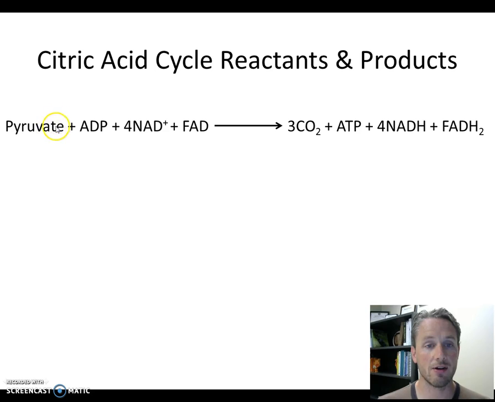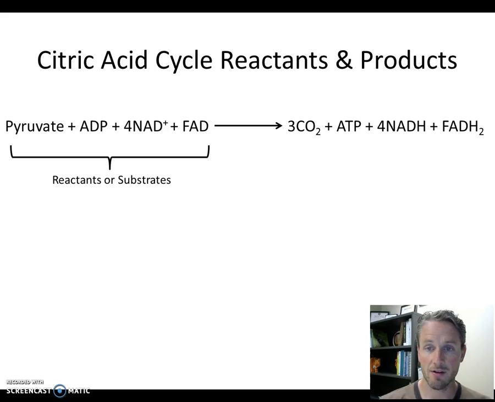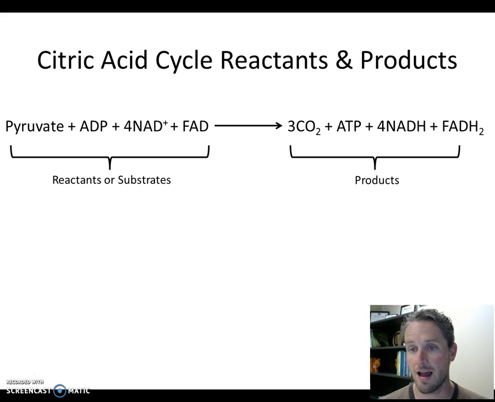The other thing I want to point out is that pyruvate, again, is a 3-carbon molecule. You'll notice in the products of the reaction, we have 3 carbons present in carbon dioxide. During this reaction, we're going to take pyruvate and break it apart into smaller pieces. Those pieces are these 3 carbon dioxide molecules. Just as a reminder, everything in front of this arrow, those are the reactants or the substrates. Everything after the arrow are the products, and so we can see the reactants and products here.